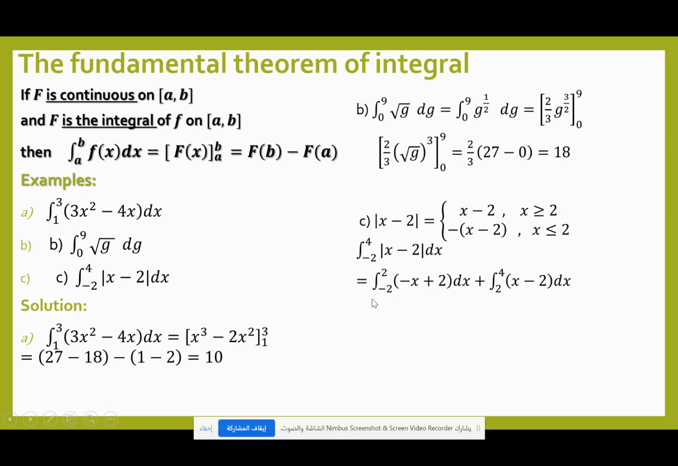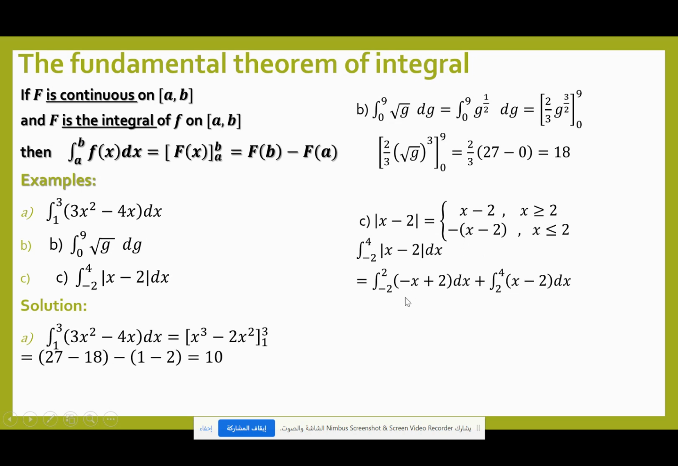So we're going to make our interval from negative 2 till 2 and take the negative part, which is where x is smaller than 2. That means negative 2 starts from here. Negative 2 till 2 is here. So we are going to take that function.